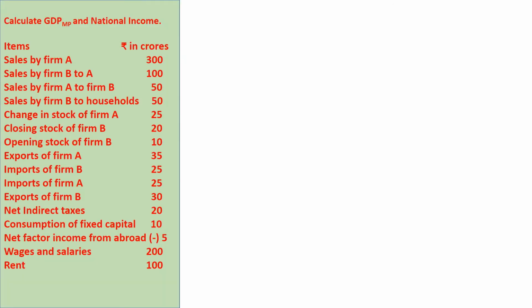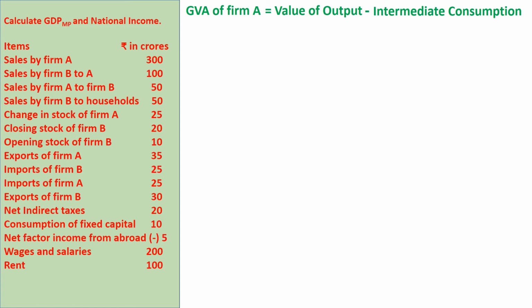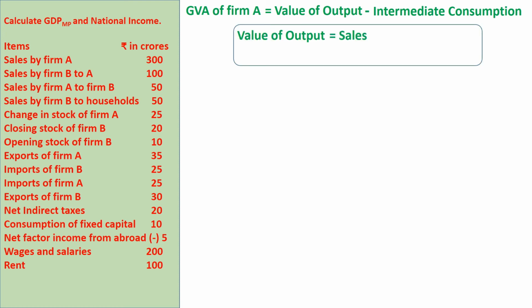In this question, we have to calculate GDP at market price and national income. First step is to calculate GVA of all sectors. GVA of firm A is equal to value of output of firm A minus intermediate consumption of firm A. Now we will calculate value of output of firm A. Value of output is equal to sales plus change in stock of firm A, that is 300 crores plus 25 crores equal to 325 crores.